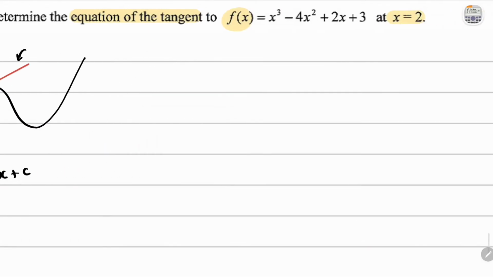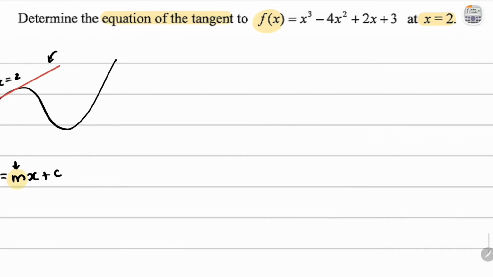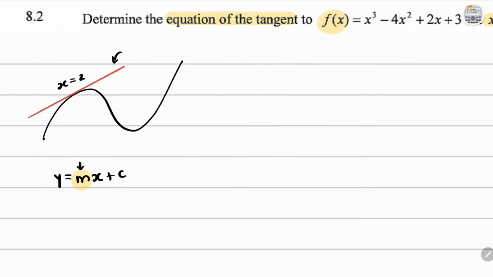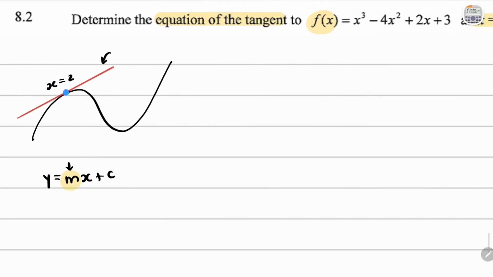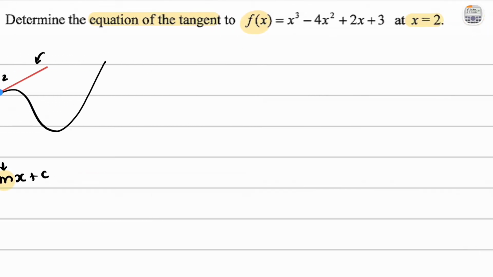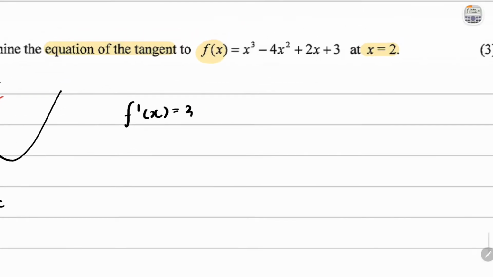We'll find that gradient using the cubic function. So what we know about this point is that the gradient of the tangent and the gradient of the cubic function at this particular point are exactly the same. So that's what we're going to do. We're going to use that theory to find this. So to find the gradient of the cubic function, you would derive it. So f prime of x is equal to, and this will be 3x squared minus 8x plus 2.